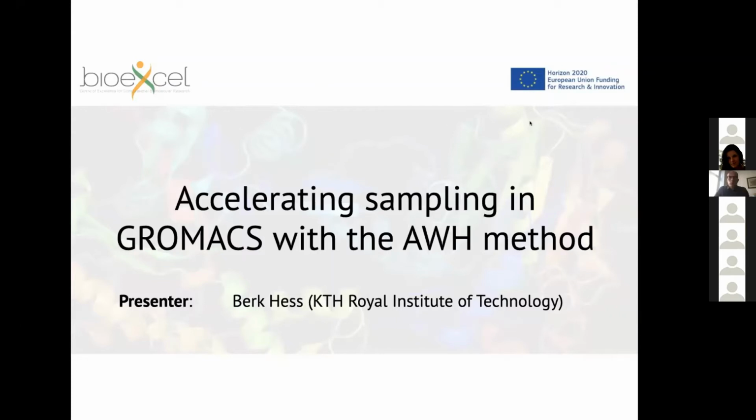Okay, so welcome to this afternoon session. I'm Berk Hess. I've been working on GROMACS for more than two decades by now. I'm responsible for a lot of the parallelization and the fast algorithms, and for some time I've been working on the accelerated weight histogram method to accelerate sampling, which I'll tell you about today: how it works, what its advantages are, and a bit on how to use it. Tomorrow you'll hear more about that during the tutorial.